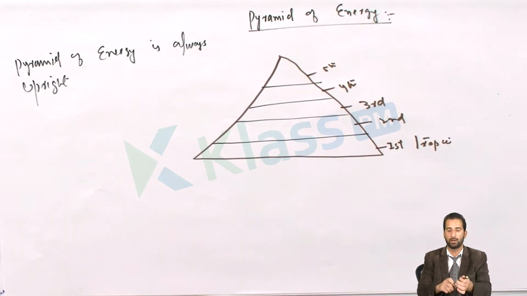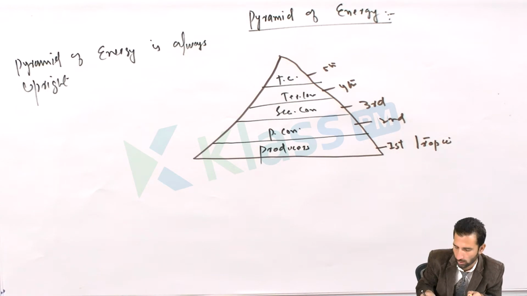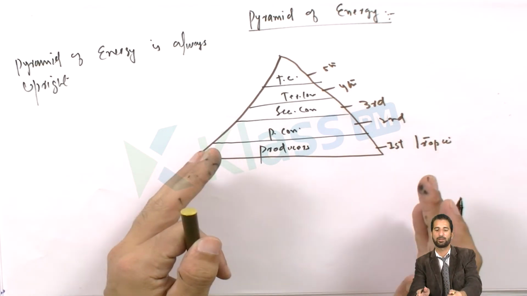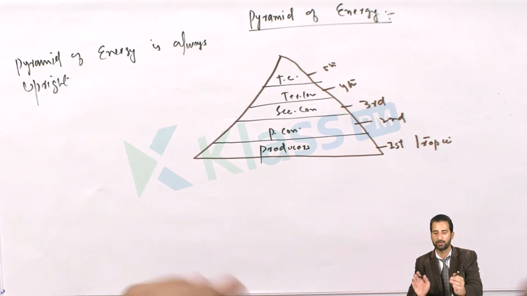You will see here the autotrophs, that is, the producers. These are the primary consumers. These are the secondary consumers. These are the tertiary consumers. These are the top consumers. Simply, this is the representation as far as the pyramid of energy is concerned.